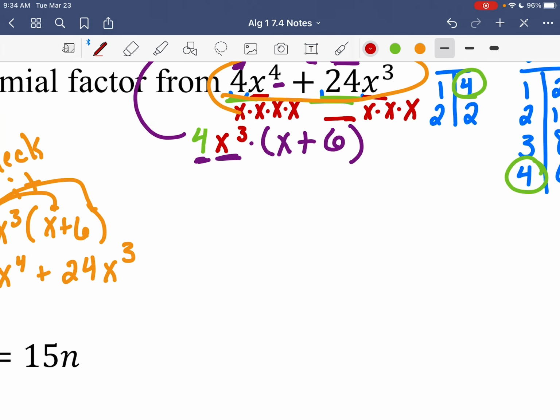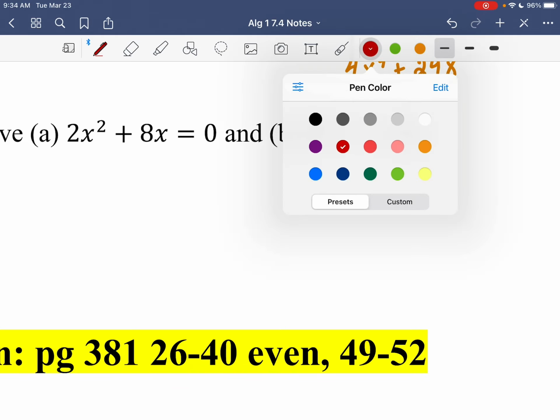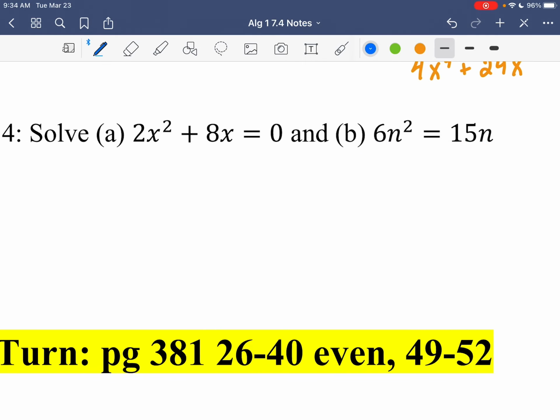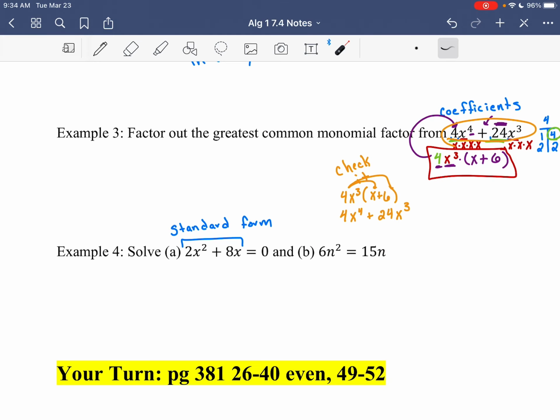Okay, on the next one, here we're solving 2x to the second plus 8x equals 0. One thing to notice, this isn't like our last section, because this right here is in standard form. For me to be able to solve it using our zero product property, I need it in factored form. I need it to look like this. Right now it looks like this. So this is where we're going to use the trick that we just learned, factoring out the greatest monomial factor.